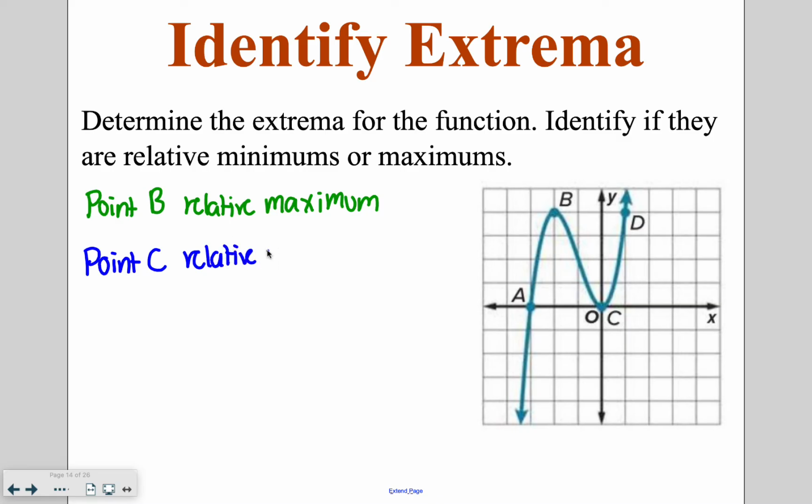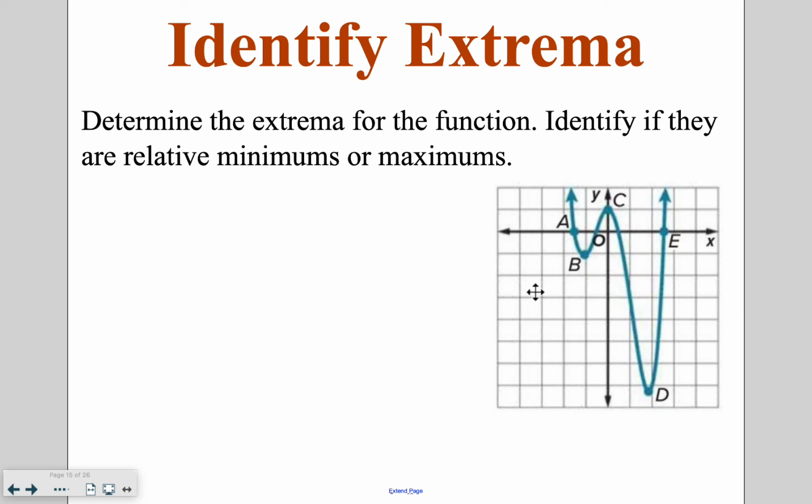That is a low point compared to anything else around it on the graph, and it is a point where I go from decreasing back up to increasing. Point A and point D are not maximums or minimums because they are not at a point where it is changing the direction of the graph. So in this case, point A and point D are nothing. Point B is our maximum, and point C is our minimum.